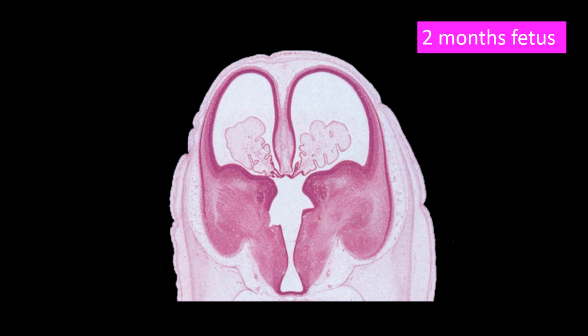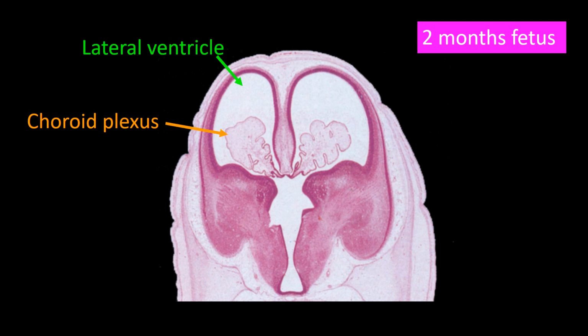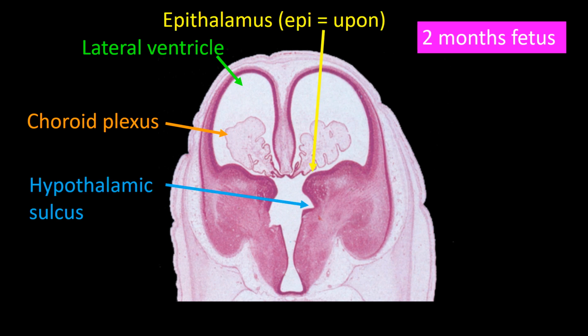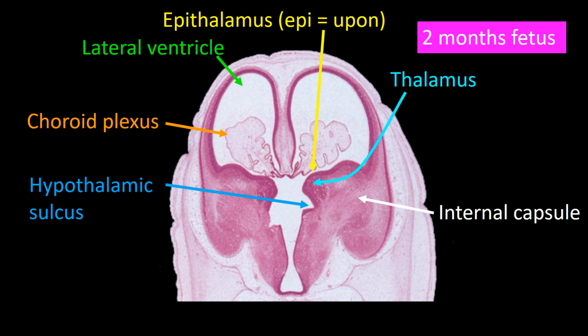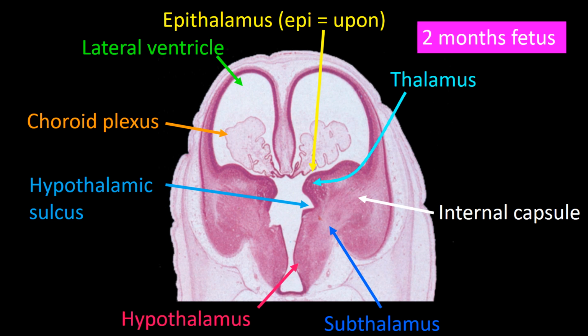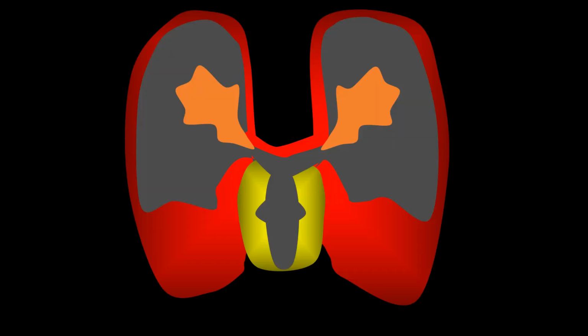This image corresponds to a 2-month fetus. In it, you can see lateral ventricle, choroid plexus, hypothalamic sulcus, epithalamus, thalamus, internal capsule, subthalamus, and hypothalamus. This is a cartoonish representation of the same age cerebrum.